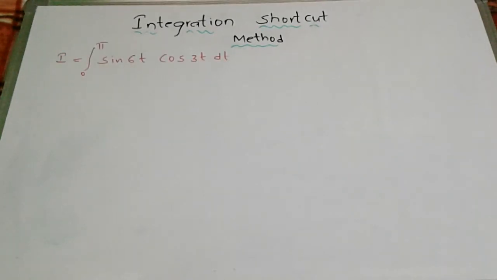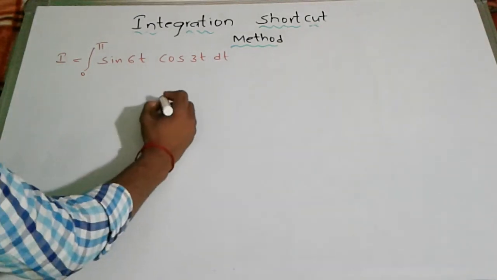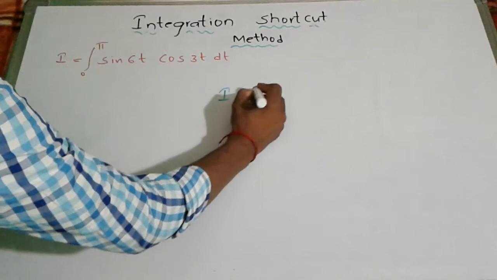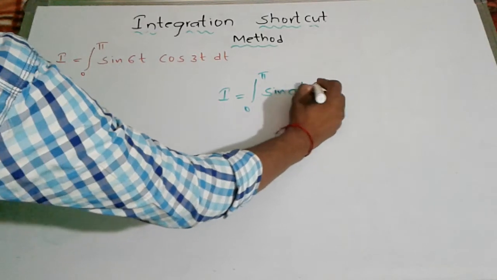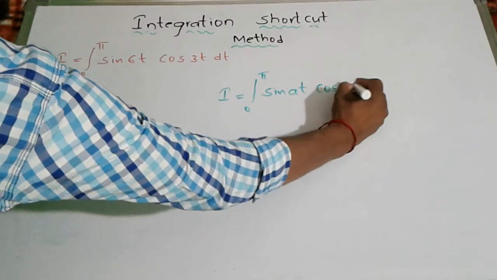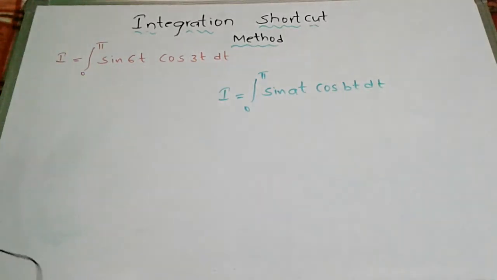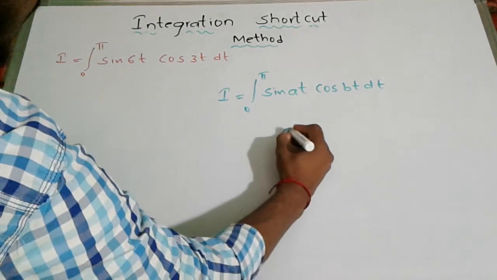Okay guys, this is the question we have, and in order to solve this we have to check whether this is in the general form or not, and let me explain what that general form is. Actually, the general form is I equals the integral from 0 to pi of sin at cos bt dt, right? This is the general form, and first of all you have to check a condition, that is a minus b.